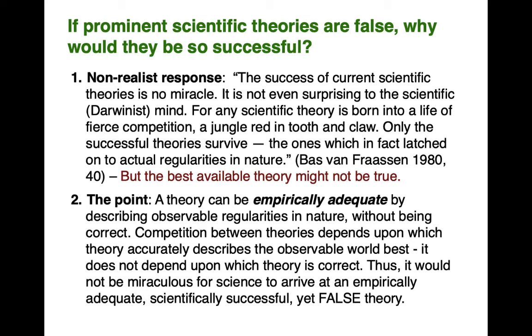Here's the thing. The best available theory might not be true. Here's the point. A theory can be empirically adequate by describing observable regularities in nature without being correct. A theory can account for data, but be wrong in its interpretation. Competition between theories depends upon which theory accurately describes the observable world best. It does not depend upon which theory is correct. Thus, it would not be miraculous for science to arrive at an empirically adequate, scientifically successful, yet false theory. Thus, scientific realism is not supported by the success of science.